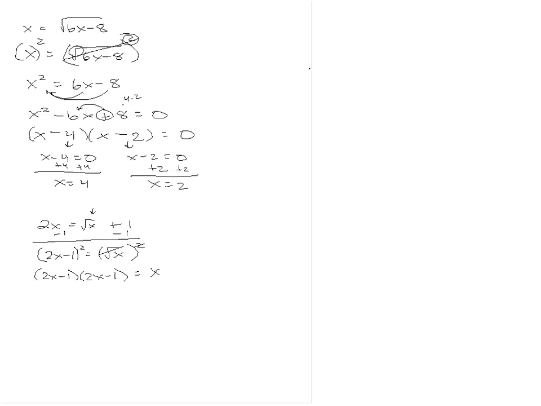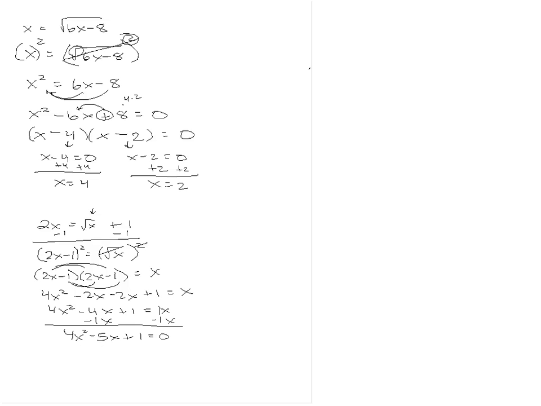Well, you know we've got to multiply this out because it's not all equal to 0. We're going to multiply it out. So we get 4x squared minus 2x minus 2x plus 1 equals x. So I have 4x squared minus 4x plus 1 equals x. That's a 1x. So I'm going to move this over, and I get 4x squared minus 5x plus 1 equals 0. Now I need to solve this. So it looks like I'm going to use the quadratic formula.